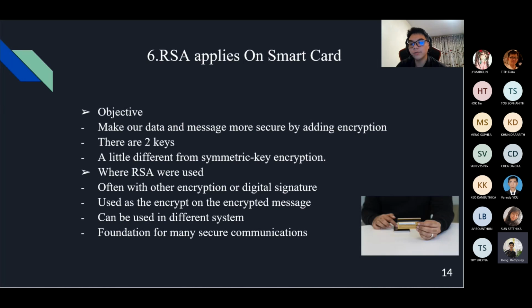Because RSA is more resource heavy, it is used to keep the file and message secure without consuming too much time and computational resources. RSA can be used in different systems such as OpenSSL, WolfCrypt, and a number of other cryptographic libraries. It also laid the foundation of many secure communications.